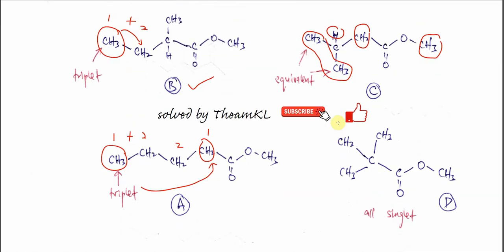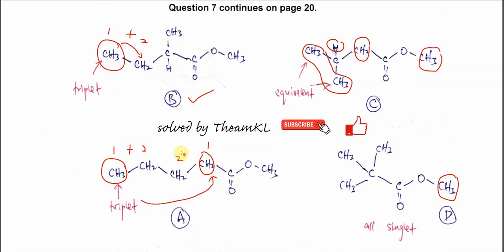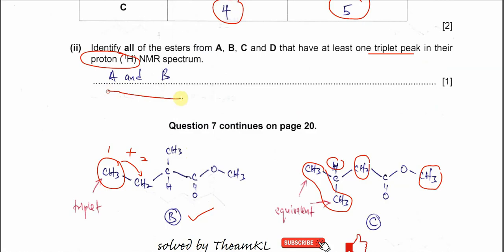Okay, how about D? D, this proton will form singlet, only itself. And this one, they are all equivalents, you know. And this carbon, no protons, so it cannot couple with others. So it will form singlets for all. So we just see singlets here for these 3. Okay, therefore, only A and B can form the triplet. Right, so A and B.